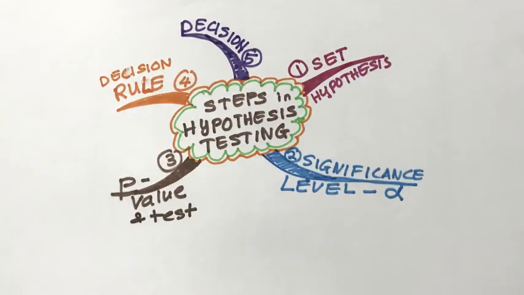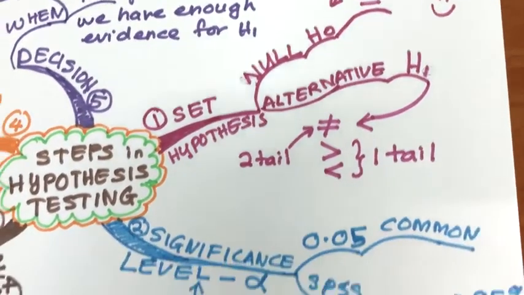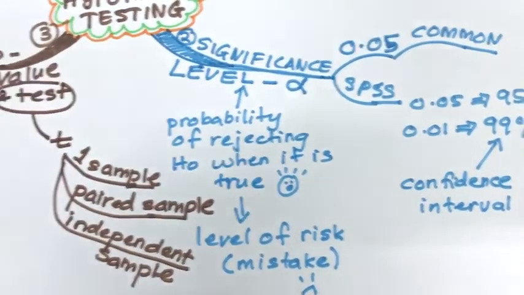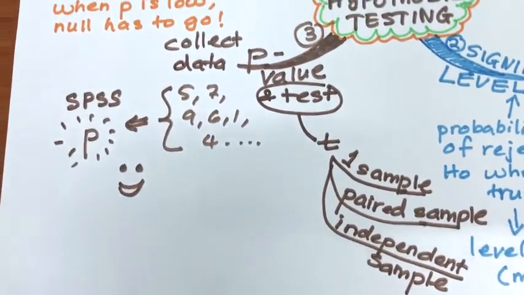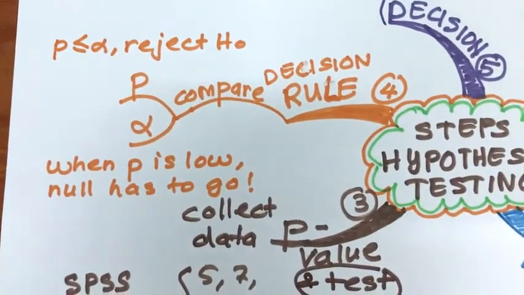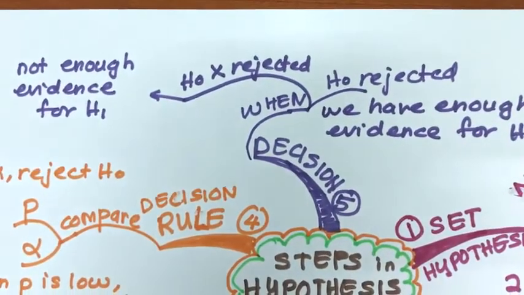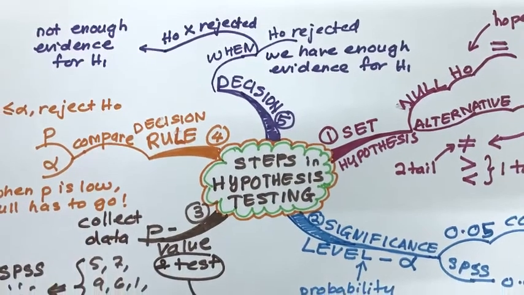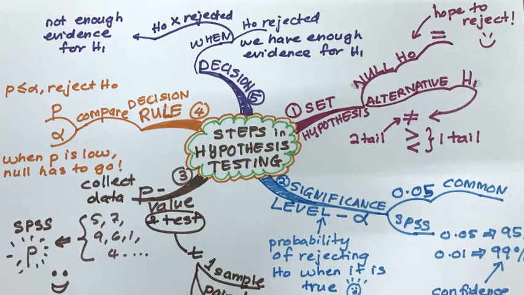So in summary, the first step in a hypothesis test is to write down the null and the alternative hypothesis. After that, you decide on the level of significance and then calculate the p-value using SPSS. The next step is to compare the p-value and alpha to see which one is bigger, and after that you make the conclusion. So those are the 5 steps in a hypothesis test. As I said before, all these will make sense when you see the examples in the next videos.